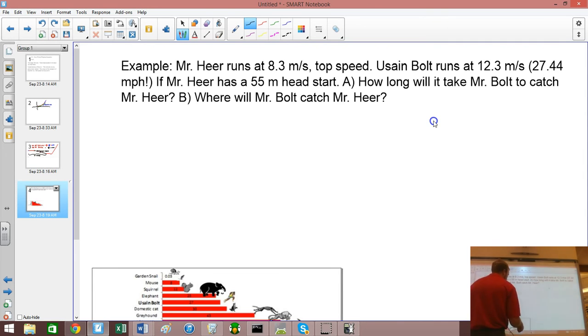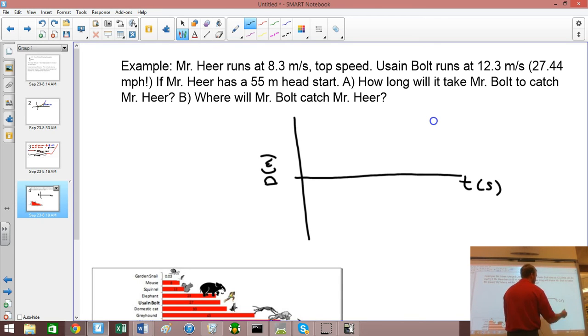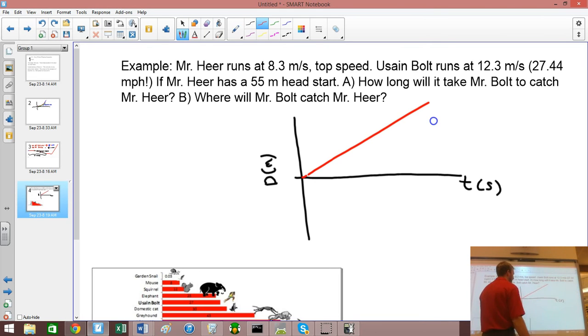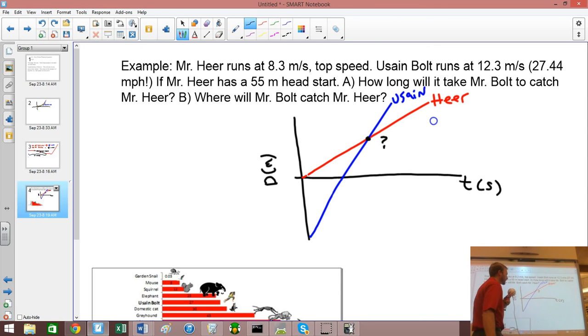The better way, I think, is to make a position versus time graph: displacement in meters versus time in seconds. So here's what this looks like. Mr. Hare, we're going to say he starts at 0 and he runs like this. And Usain starts down here at negative 55 meters and he runs a lot faster. My real question is, where do these things meet? Here's negative 55. This is 0.